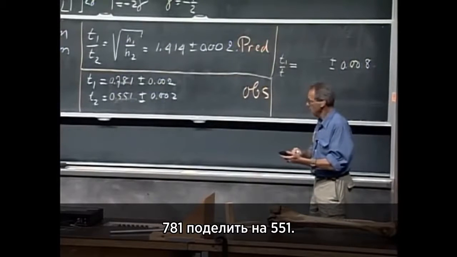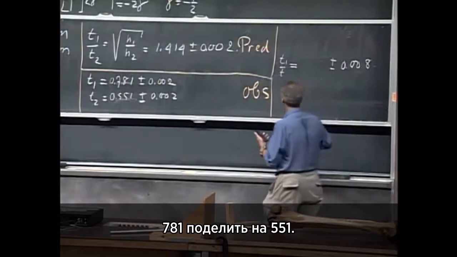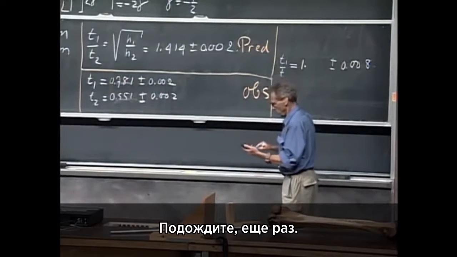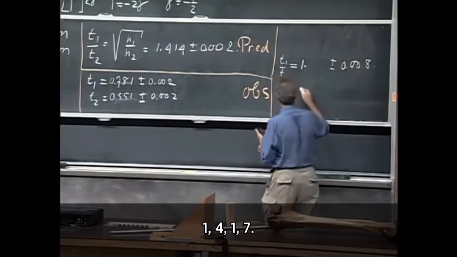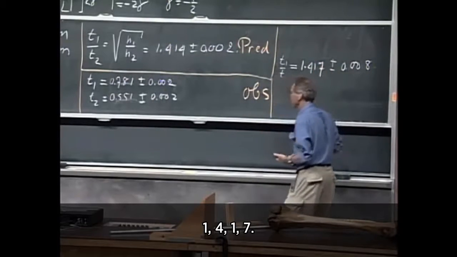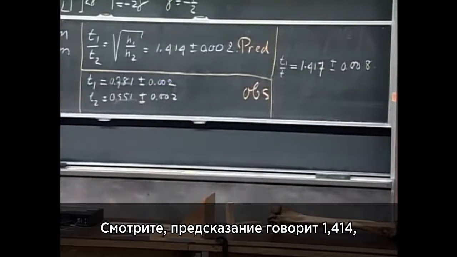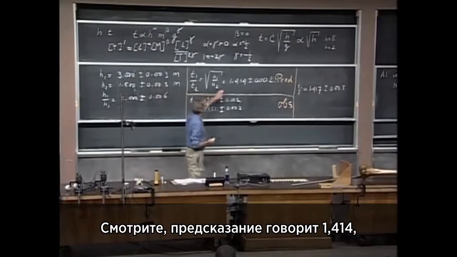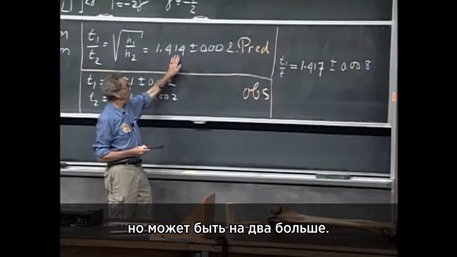781 divided by 551. Let me do that once more. 781 divided by 551. 1.417. Perfect agreement. Look, the prediction says 1.414, but it could be 1.412 higher.